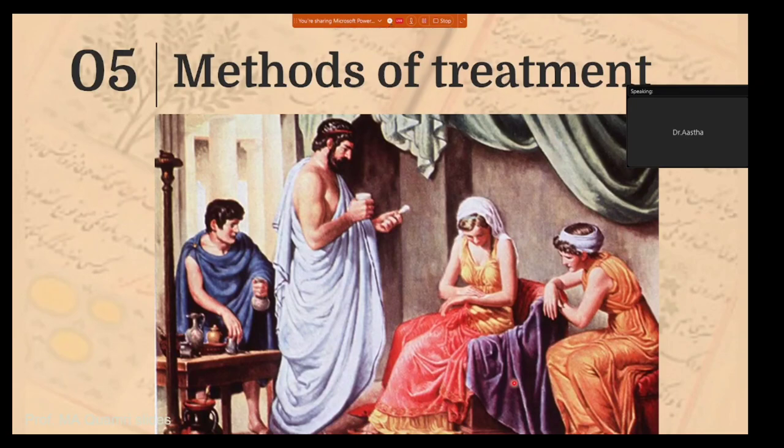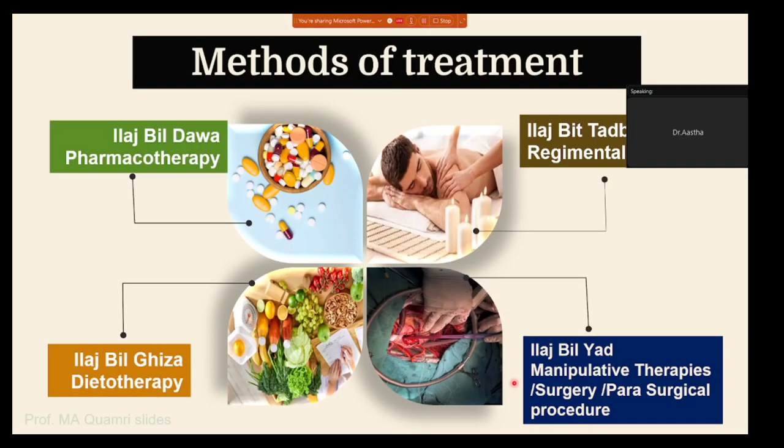If we try to find out what methods the Unani system follows for treatment, we have four very wonderful, globally accepted treatment methods. That is Ilaj Bil Dawa. Dawa stands for drug, pharmacotherapy, where primarily we'll focus on single drug management. If that is not enough, we'll add compound drugs.